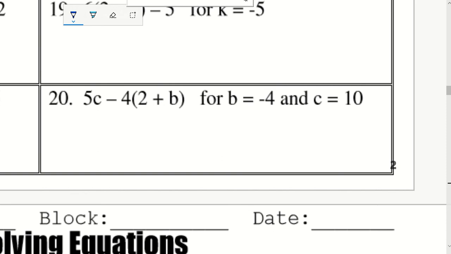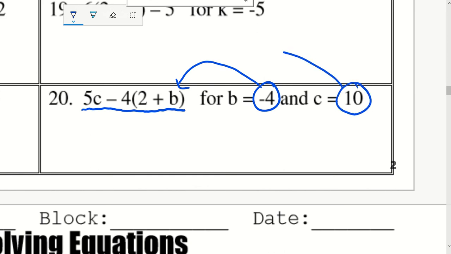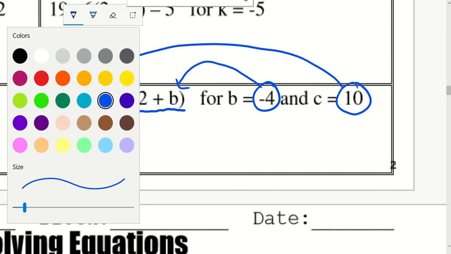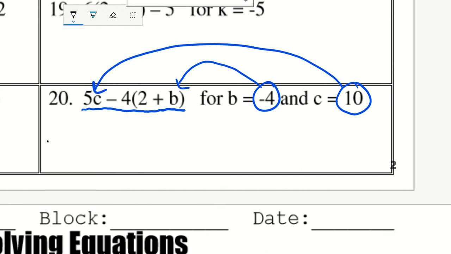We have, for the expression, 5c minus 4 times 2 plus b. And they want us to plug in a negative 4 wherever you see a b. And they want us to plug in a 10 wherever you see a c. So let me go ahead and rewrite this one to see what it looks like. We have 5 times c is 10 minus 4 times 2 plus b is negative 4.